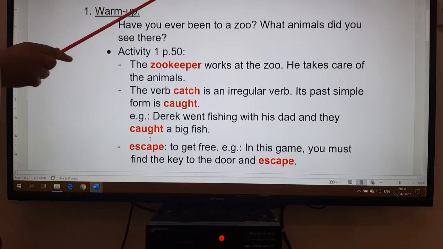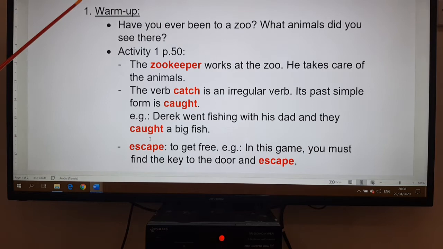Okay, first thing, so the reading time on page 50-51. So, of course, we have the warm-up. I have here a question to ask about your own experience. Have you ever been to a zoo? What animals did you see there?